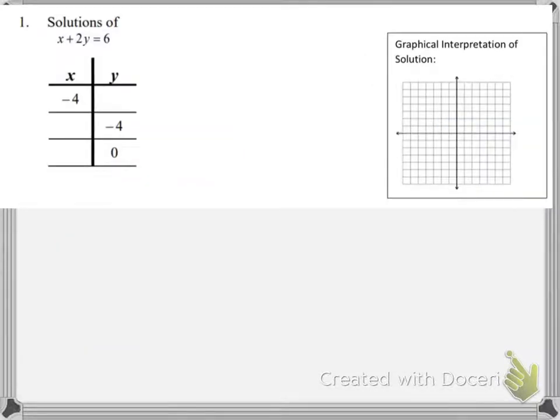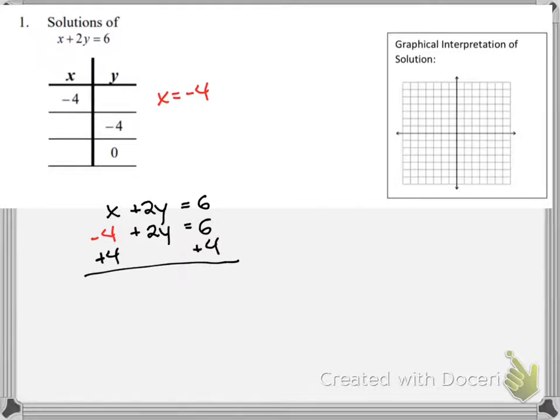Let's do at least one more example. This time we have x plus 2y equals 6. First we have -4 and a blank. This is telling us that x is equal to -4. So wherever I see x, I'm going to write -4. Then we're going to add 4 to both sides of the equation. So we have 2y is equal to 10, so y is equal to 5.